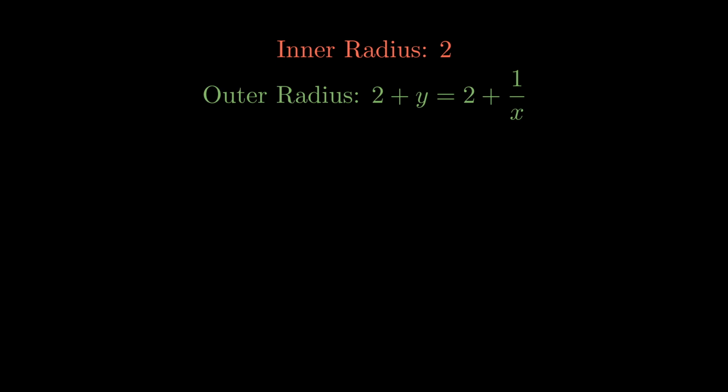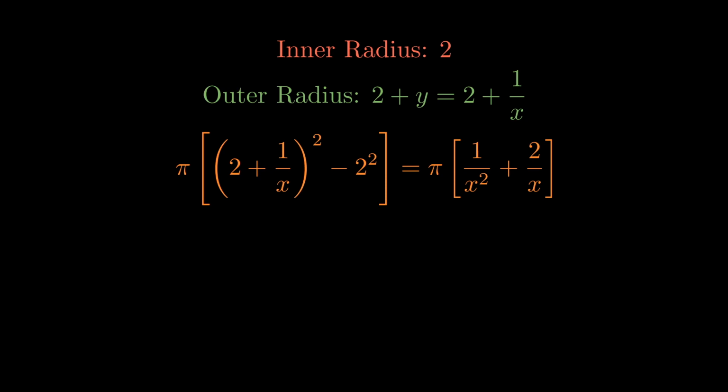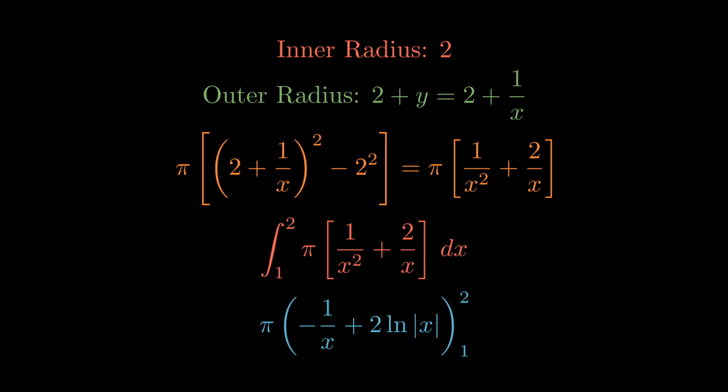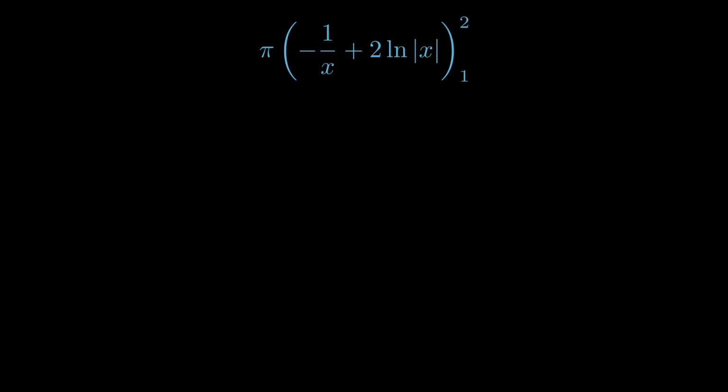So that means the area of one washer will be pi times (2 plus 1 over x) squared minus 2 squared. And this simplifies to pi times (1 over x squared plus 2 over x). And then we can integrate this from 1 to 2 to find that the total volume is pi over 2 plus 2 pi times the natural log of 2.